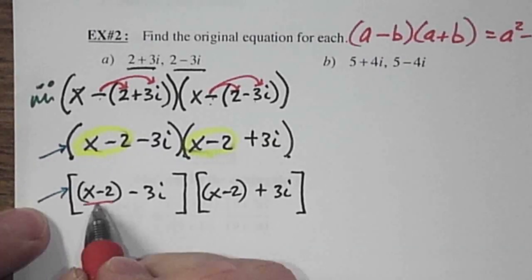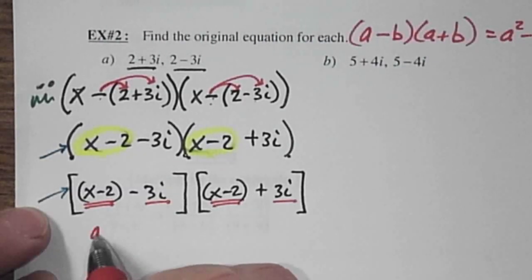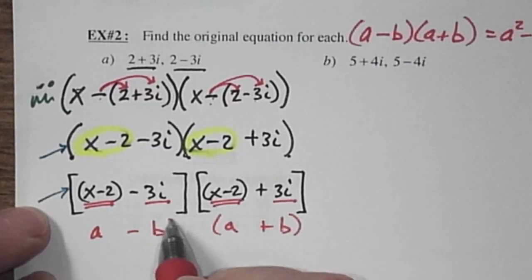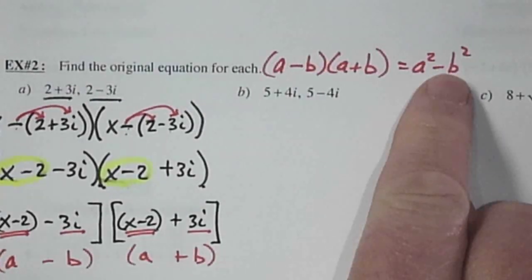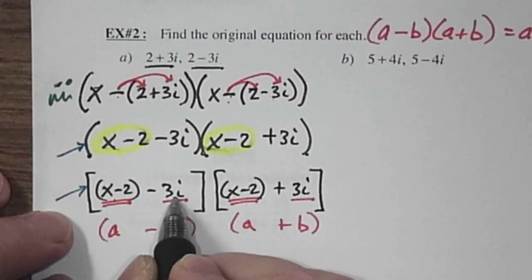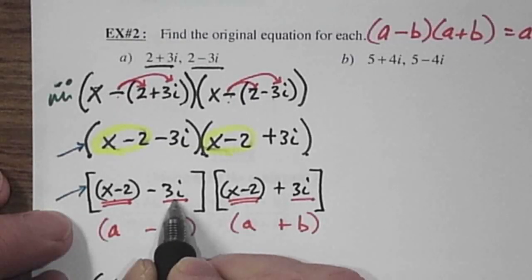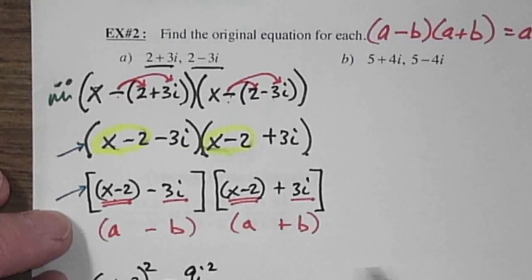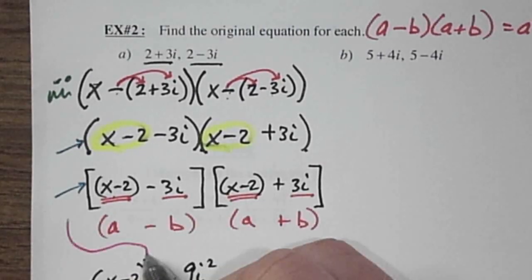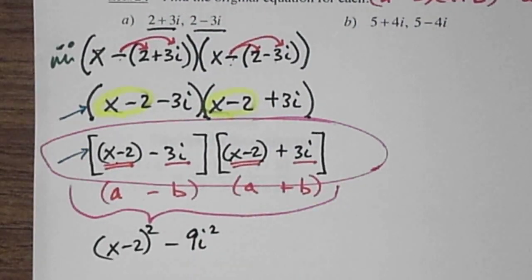But if you look at this, I have x minus 2 minus 3i, x minus 2 plus 3i. This is a minus b times a plus b, which I showed you earlier, a squared minus b squared. So this becomes, so exciting, a squared minus b squared. So x minus 2 squared minus, how do you take 3i squared? That's 9i squared. All of this becomes that.